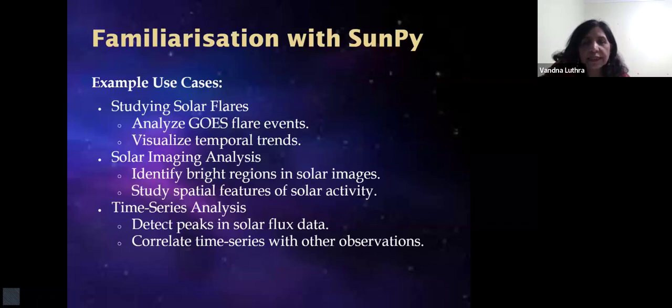So in this regard, example use cases for what purposes SunPy can be utilized. These are just illustrative examples. First, studying solar flares: as I explained, GOES observatory data can be analyzed for GOES flare events and visualization of temporal trends. Next, solar imaging analysis. Suppose we want to know, in a particular solar activity, which is the brightest area on the solar disk. That can be done by identifying the brightest pixels on that image. So that is identification of bright regions in solar images and studying the spatial features of solar activities. In this regard, time series analysis would enable detecting peaks in the solar flux data and correlating time series with other observations.